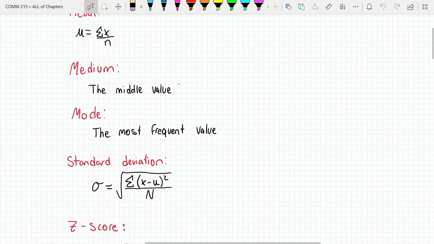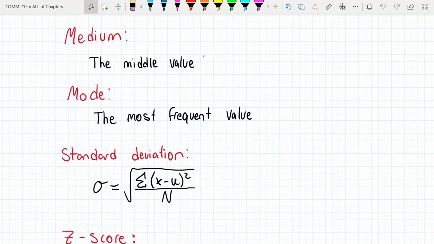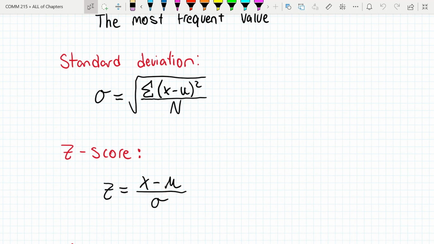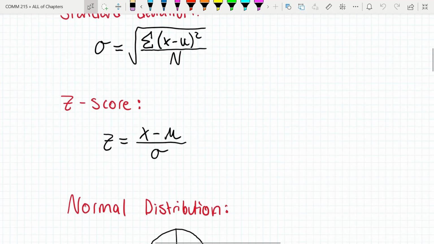Your standard deviation has the formula of the square root of the sum of (x minus u) squared, divided by n. Then our z-score formula is z equals x minus u, divided by our standard deviation. x would be a number that's given, u would be our mean that's usually given, and our standard deviation is just the standard deviation, also usually given in questions.